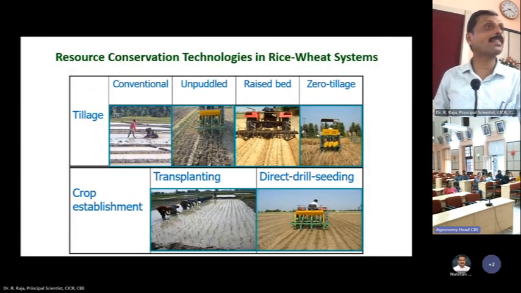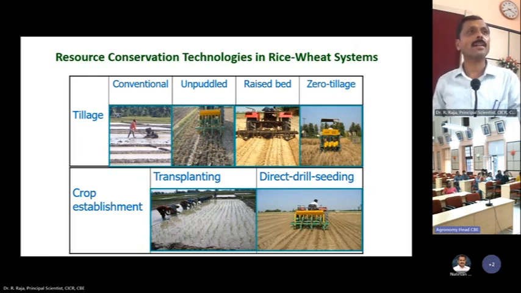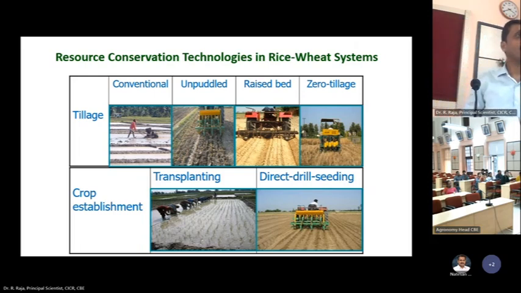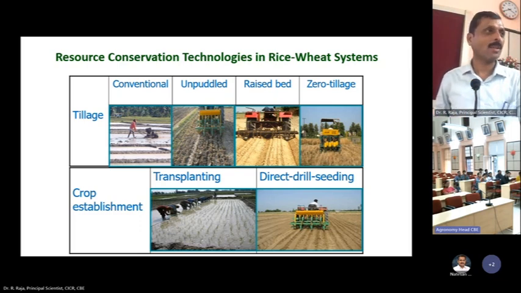Then resource conservation technologies. RCTs, you have all heard. There are 3 components: minimum tillage or minimum disturbance to the soil, then mulch. You should keep the soil under mulch material. Then you should have a cropping system where some pulse crops should be there. So these are the three main components of RCT.